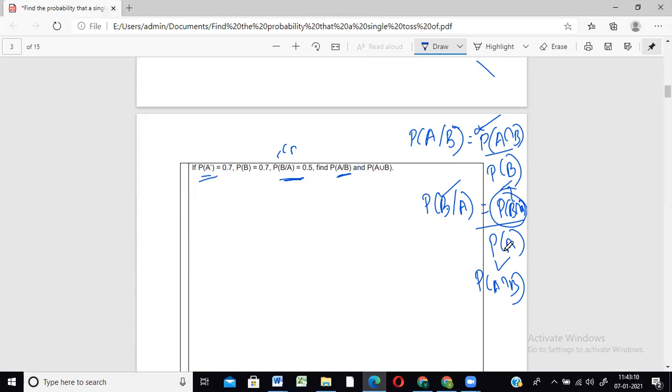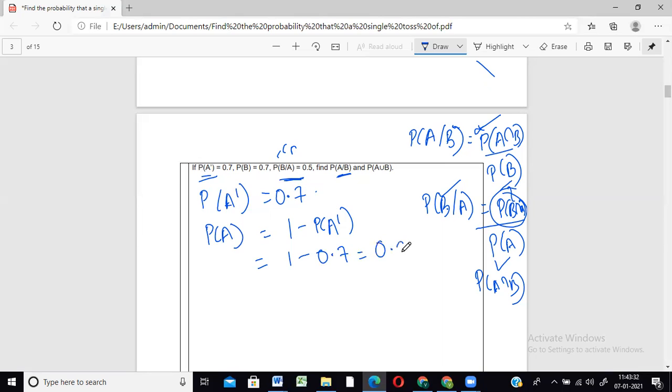So now our first aim is to find out this probability of A, because its complement is given. Yes, we know how to find the probability from the complement. Since probability of A complement is equal to 0.7, what will be probability of A? Probability of A is 1 minus probability of A complement, that is equal to 1 minus 0.7, that is equal to 0.3. Okay, so that's your probability of A. All right, probability of A is 0.3.